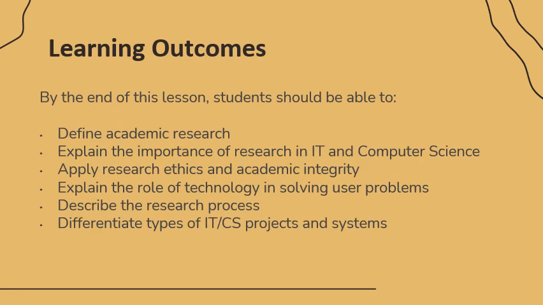By the end of this lesson, the learning outcomes will focus on understanding academic research, including its definition, the importance in IT and computer science, and the application of ethics in academic integrity in research work. Students are also expected to explain the research process and the role of technology in solving user problems, as well as differentiate between various types of information technology and computer science projects and systems.